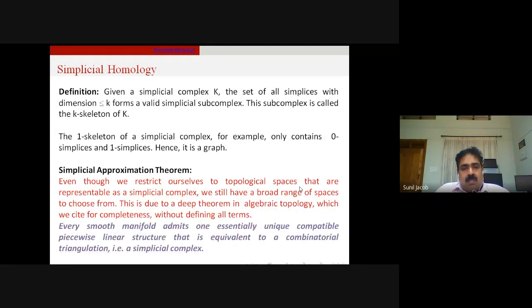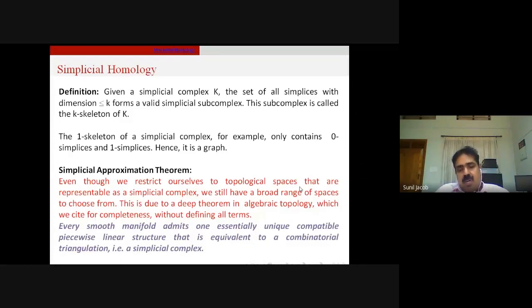Now, a face or skeleton, what is the meaning? Given a simplicial complex K, the set of all simplices with dimension less than or equal to k forms a valid simplicial subcomplex. This subcomplex is called the k-skeleton of K. Thus, the one-skeleton of a simplicial complex only contains zero-simplices and one-simplices. That means the one-skeleton is always going to be a graph.